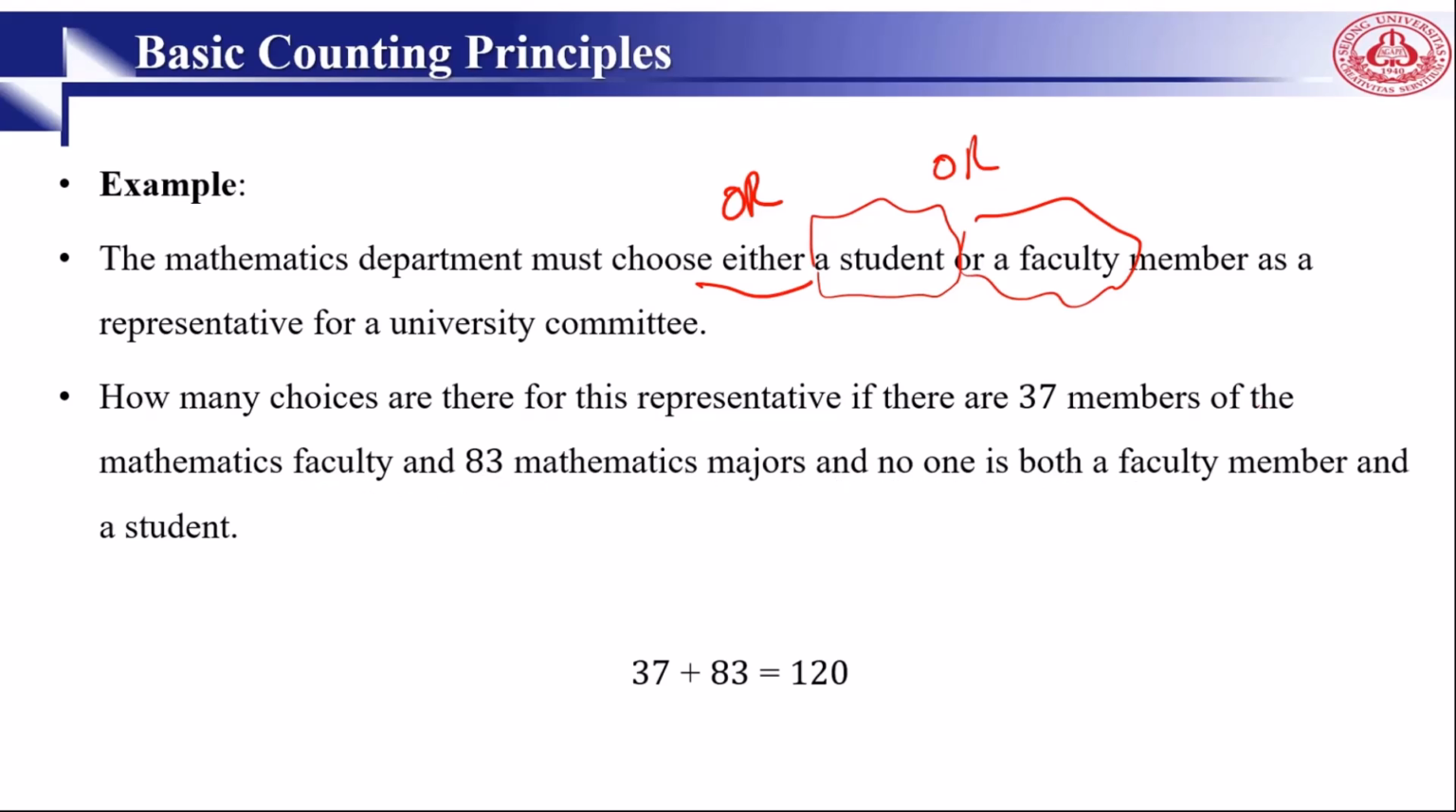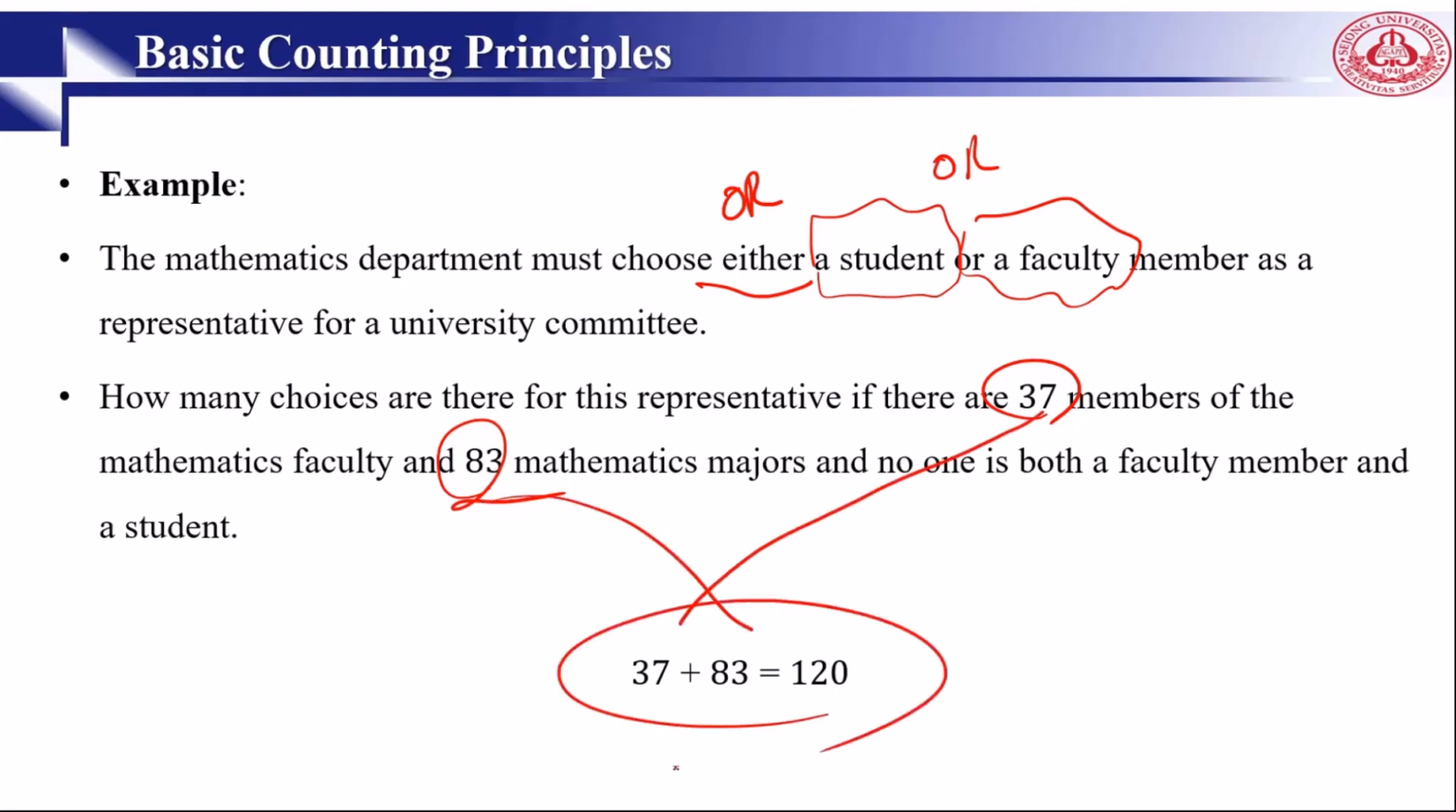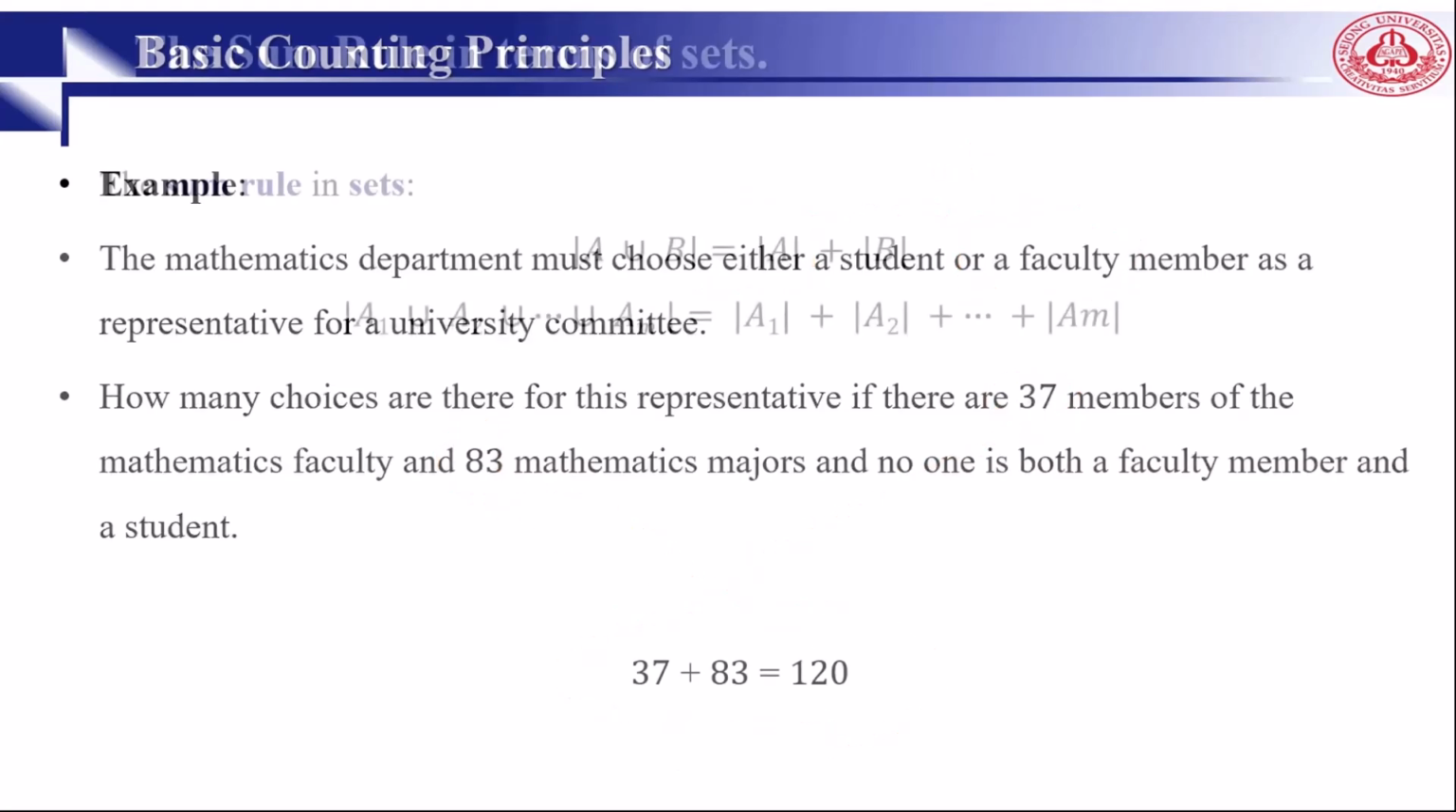So here the question is very simple. We want to select someone as a committee member, and we say that they can be a student or a professor, where we have 37 professors and 83 students. So very simple. We can select a faculty member in 37 ways: number 1, number 2, number 3, up to number 37. Also, we have 83 students, so selecting one out of 83 is 1, 2, 3, and so on. How many ways do we have here? 37. How many ways do we have here? 83. And the sum of them is the number of possible ways.